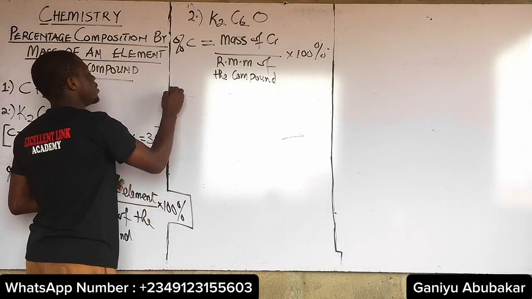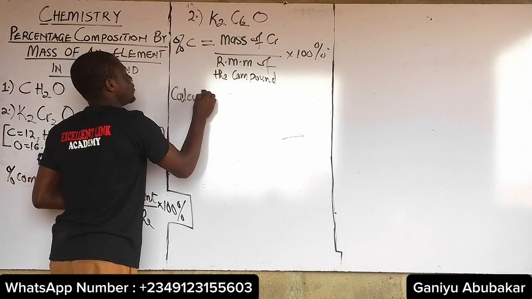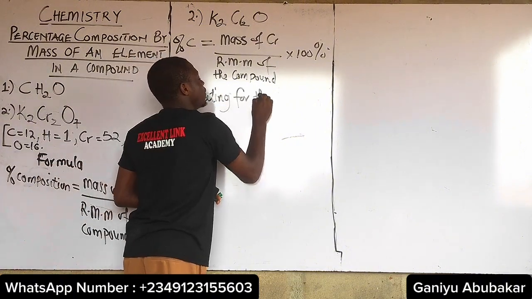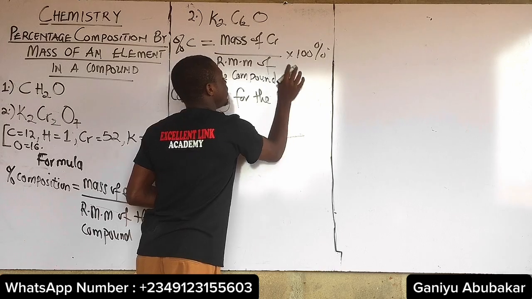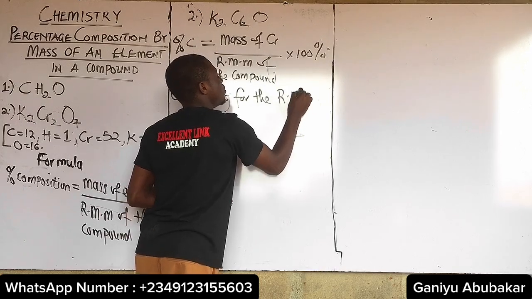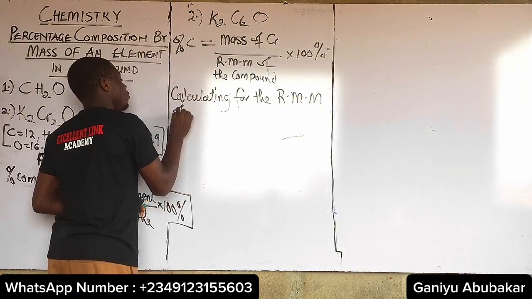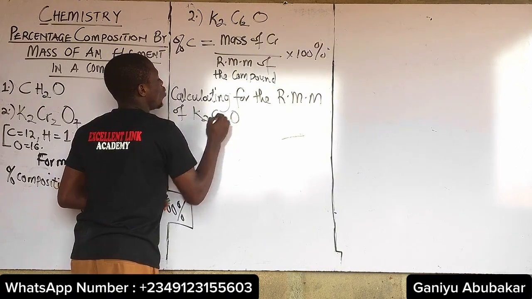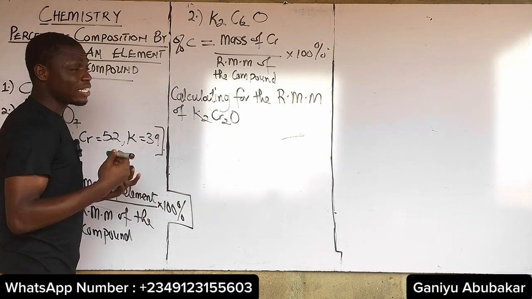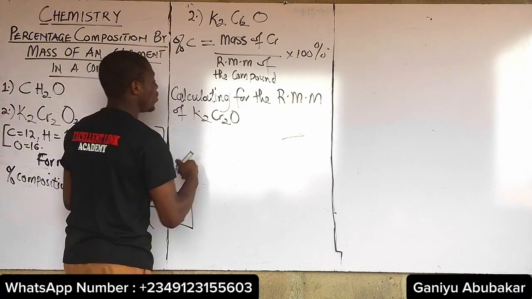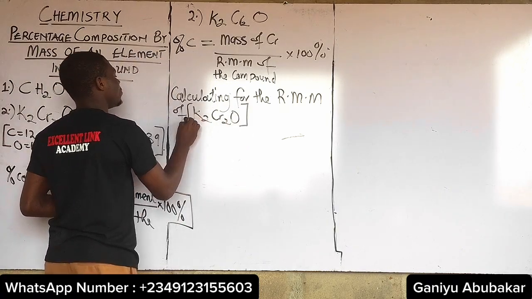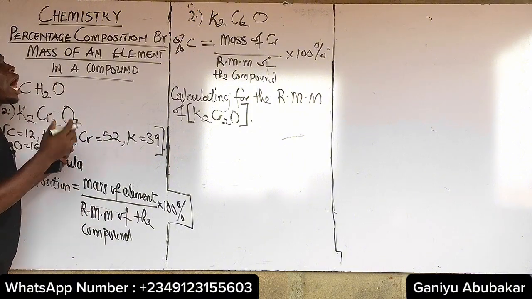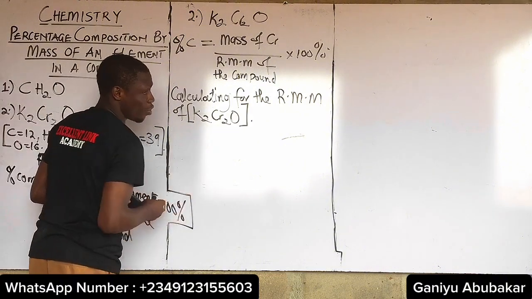So let's calculate the relative molecular mass of K2Cr2O7. You can actually watch our previous class on how to calculate relative molecular mass, which I'll drop the link to in the description of this video. So watch it to understand how to calculate the relative molecular mass of a compound.